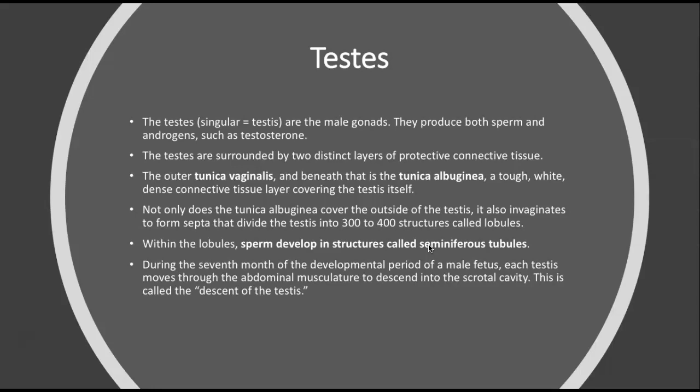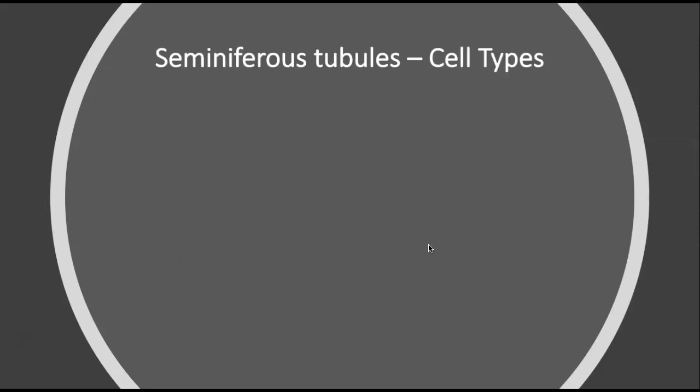During the 7th month of the developmental period of the male fetus, each testis will move through the abdominal musculature and descend into the scrotal cavity. That is called the descent of the testes. And of course, there are a whole bunch of ways in which that doesn't work out correctly, and that is called cryptorchidism. It's the clinical term used when one or both of those testes fail to descend into the scrotum prior to birth. Okay, let's talk about those seminiferous tubules, because there are some 6 different cell types that we need to go through.